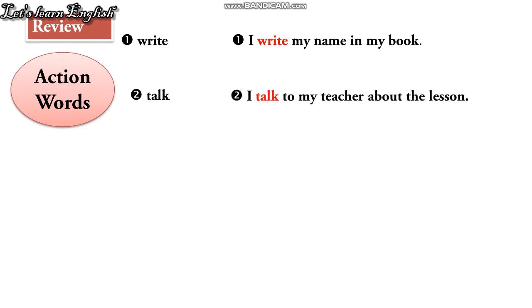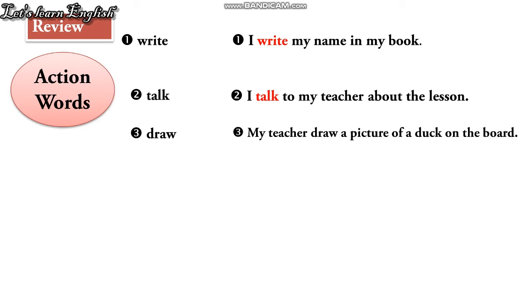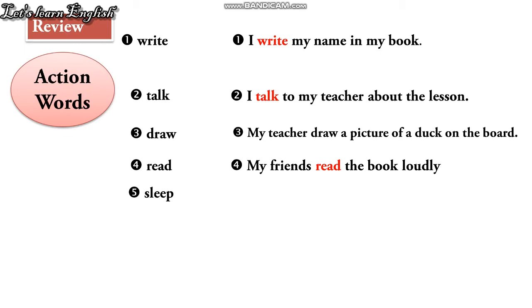So let's review it. Okay, write. You can see the example: I write my name in my book. Number 2, talk. I talk to my teachers about the lesson. Number 3, draw. My teacher draws a picture of a duck on the board. Number 4, read. My friends read the book loudly. Number 5, sleep. I sometimes sleep in the class.